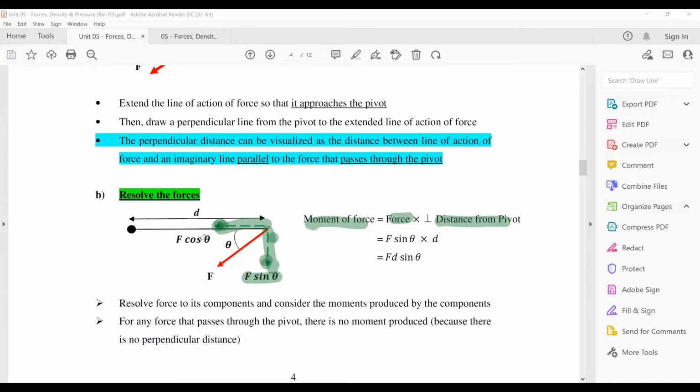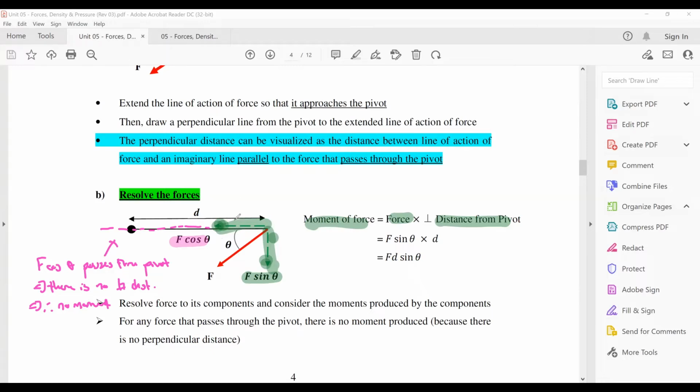If I ask you to look at the F cos theta, notice that if I were to extend the line of action of the force, it actually passes through the pivot. So F cos theta passes through the pivot. There is no perpendicular distance, therefore no moment.